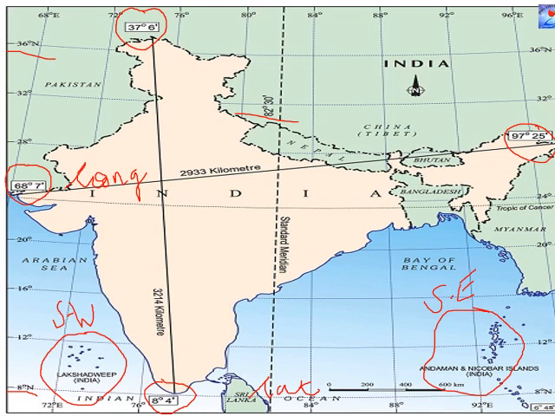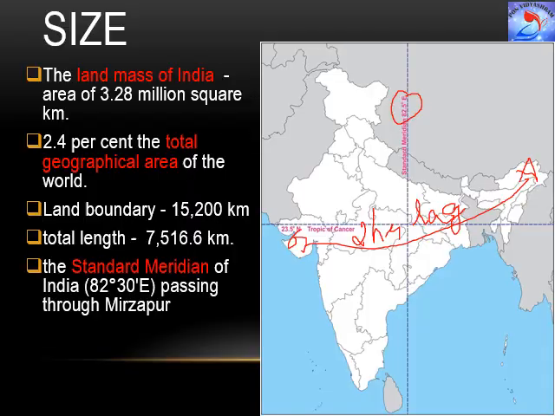Then you can see another line, the standard meridian, which is 82 degree 30 minutes. So what is this line? When we study about size, we will understand it better. The next topic is size.